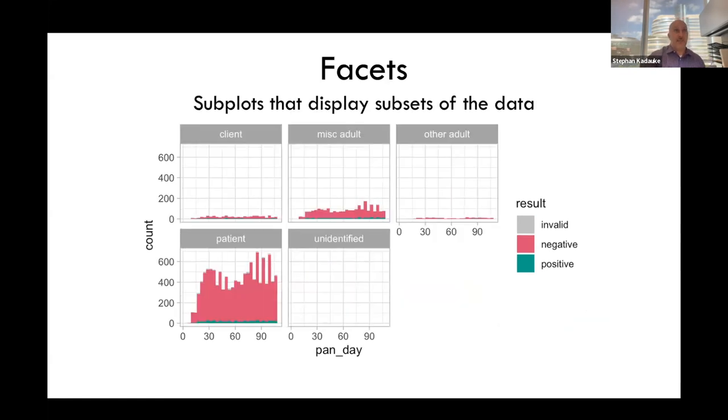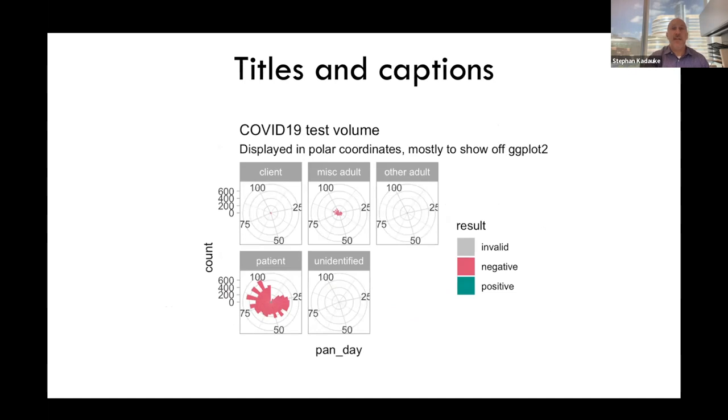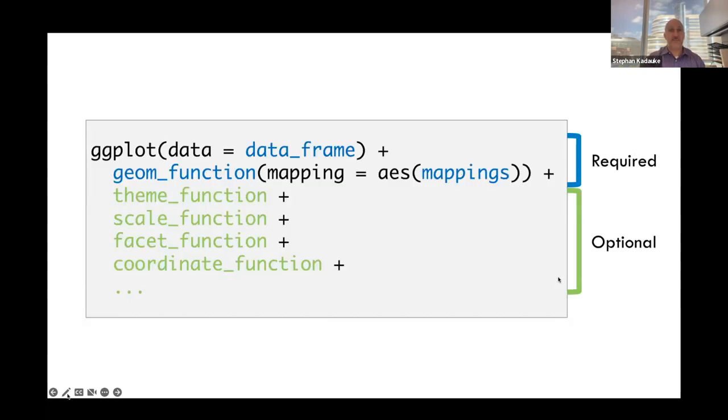You can facet your plot. That means breaking into subplots by another variable. For example, gender or location in the hospital. And this is a very powerful way to visualize high dimensional data. You can easily make radial plots or geographical maps, and you can add titles and subtitles, annotations, and you can change the axis labels or their appearance or their fonts. All of that is possible.